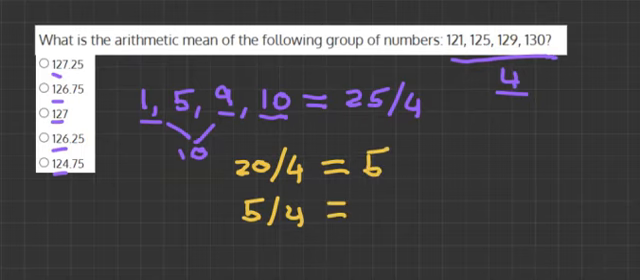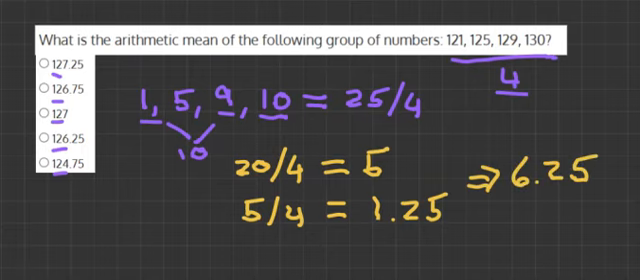And then for 5 over 4, we know there's a 1 in there, 4 4s. And then we've got 1 over 4, which we can translate to 0.25. So we've got a 5 and a 1.25. And when we add them together, we get 6.25. So now we just have to look at our answer options and see which number ends in 6.25. It's the 4th option down, which is our final answer.